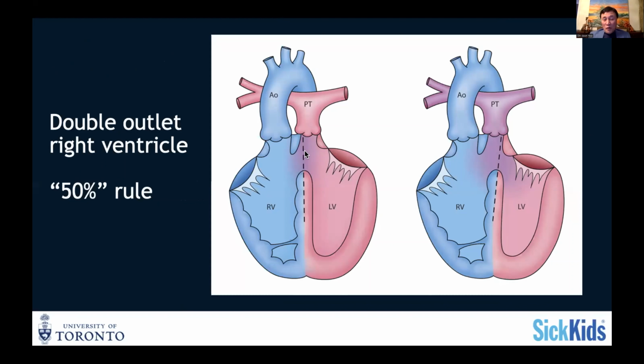If the overriding of the semilunar valve is less than 50%, we still think that the great artery belongs to the left ventricle, and this is a sort of discordant ventricular arterial connection. However, if overriding is more than 50%, we call that double outlet right ventricle. Therefore, there is a gray zone between discordant connection versus double outlet, and concordant connection versus double outlet right ventricle.